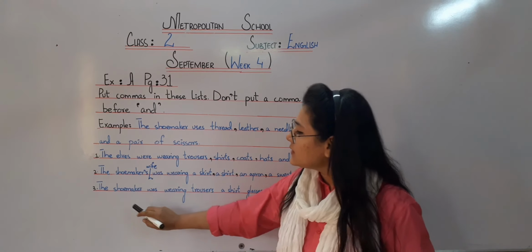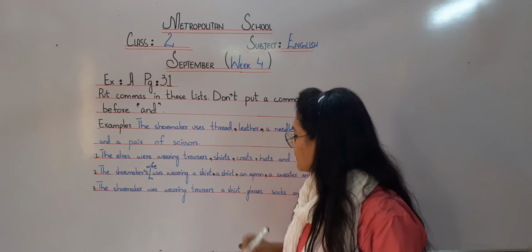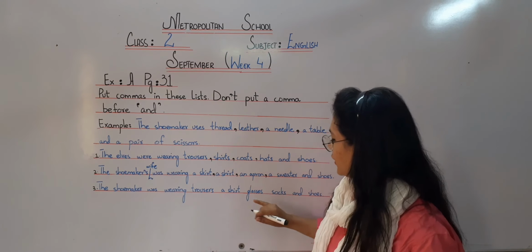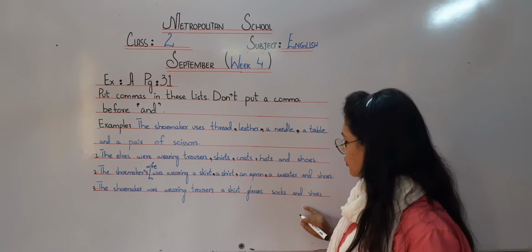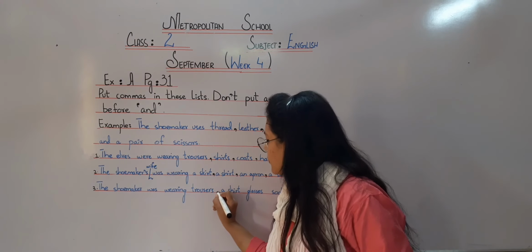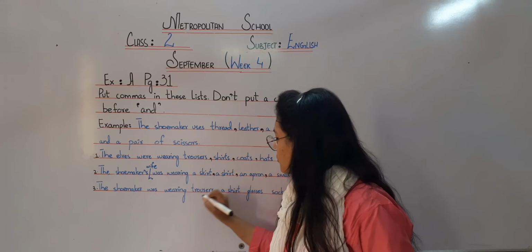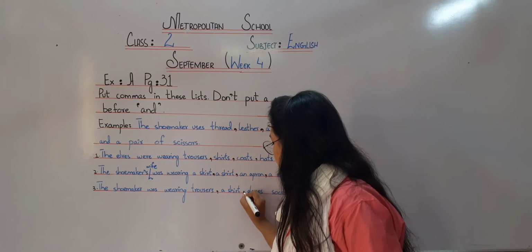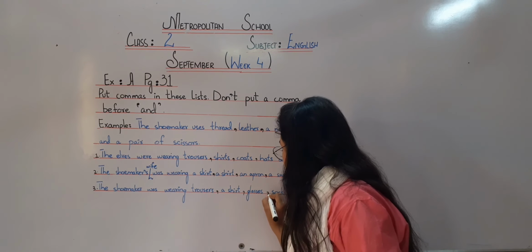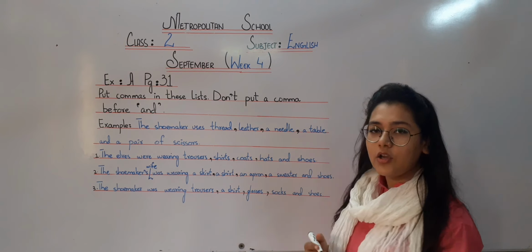Then the last one is the shoemaker was wearing trousers, a shirt, glasses, socks and shoes. So we will put a comma after trousers, comma, a shirt, comma, glasses, comma, socks and shoes.